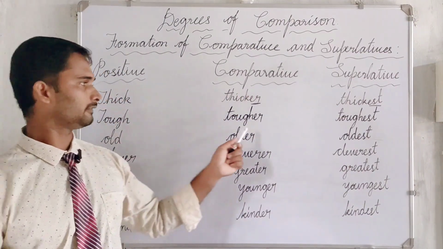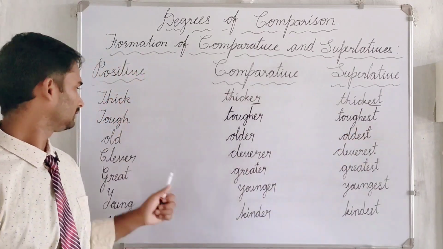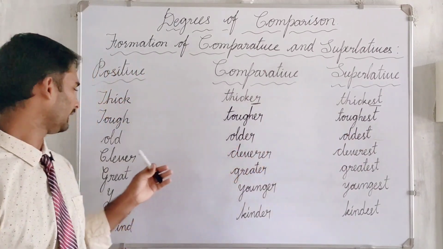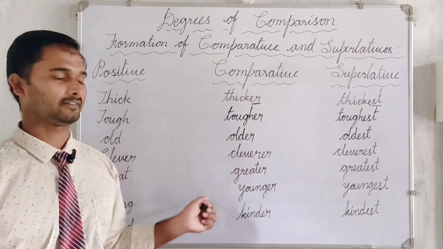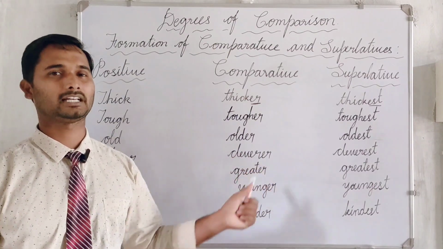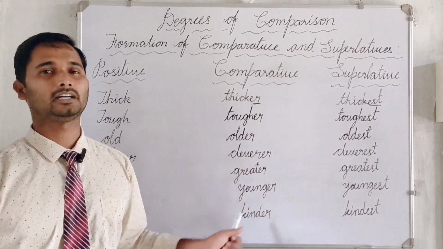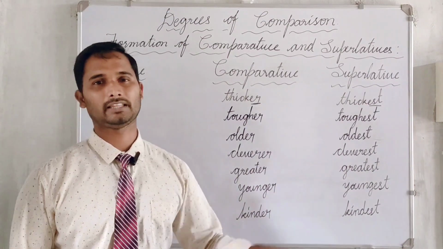Some examples. Tough, tougher and the toughest. Old, older and the oldest. Clever, cleverer and the cleverest. Great, greater and the greatest. Young, younger and the youngest. Kind, kinder and the kindest.